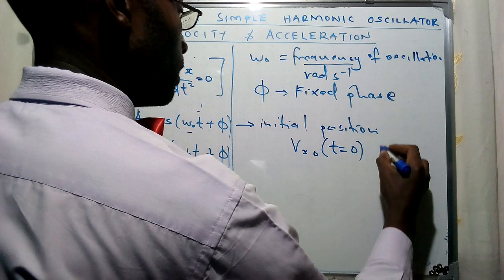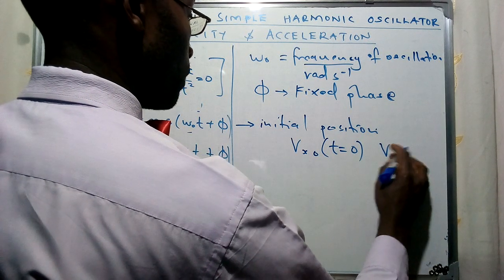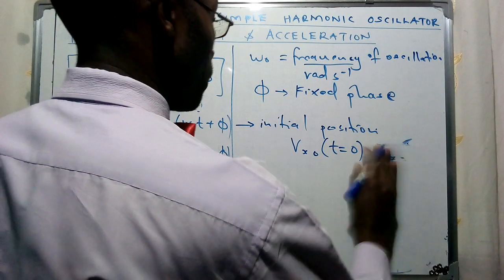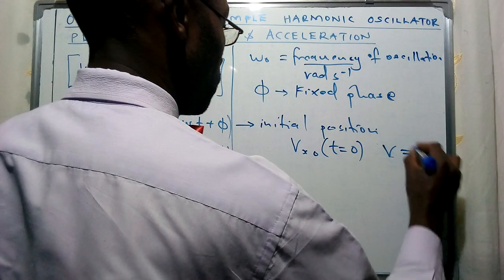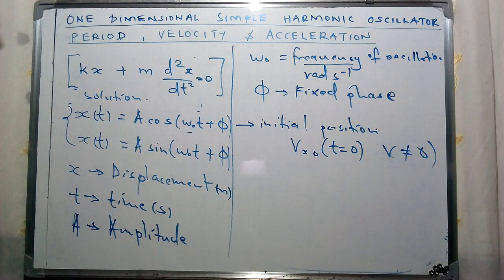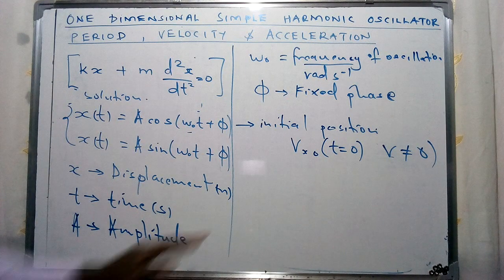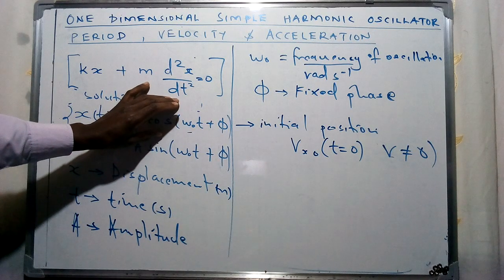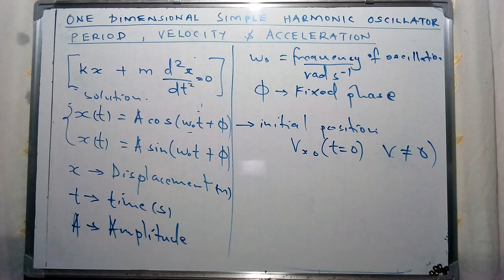But we're going to see that in this particular case, the velocity component with respect to time at this specific point is not equal to 0 as such, and that's going to give us a challenge. But the equation of this cosine function is going to obey or satisfy this simple harmonic motion.